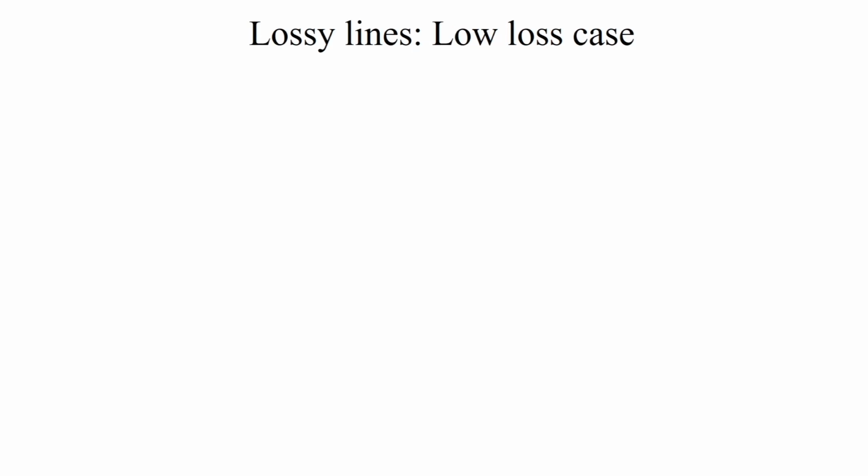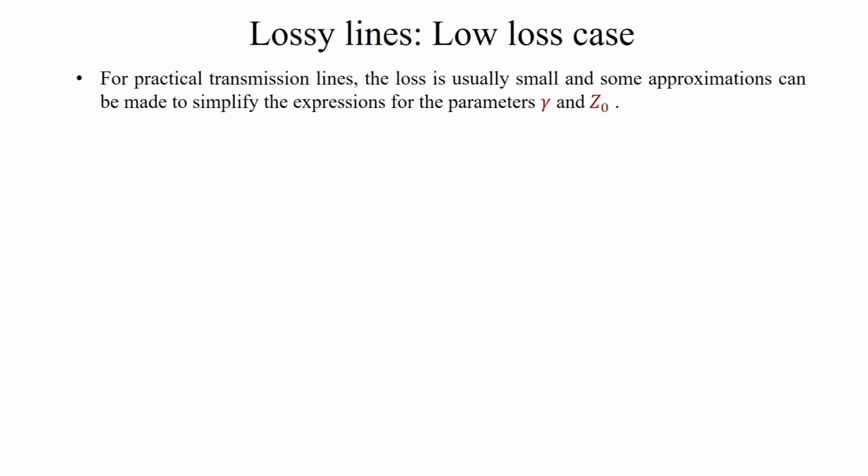Now, what happens in practical cases? The transmission line losses are usually small, and when we are using a short section of transmission line, essentially the signal attenuation will not be much, and some approximation can be made to simplify the expression for the parameters gamma and Z naught for the case of a low loss line.